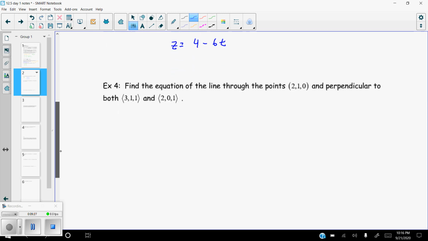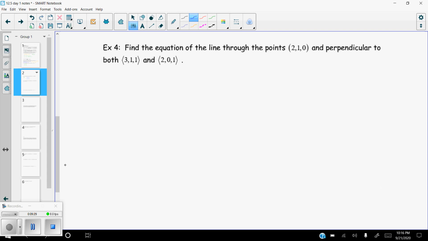All right, now we've got to do a little bit of work. Example number 4, find the equation of the line that goes through the point 2, 1, 0 and is perpendicular to both the vectors 3, 1, 1 and 2, 0, 1. Okay, so if I want a vector which is perpendicular to 2 vectors, we know that that's going to involve the cross product. So we're going to set up a cross product here.